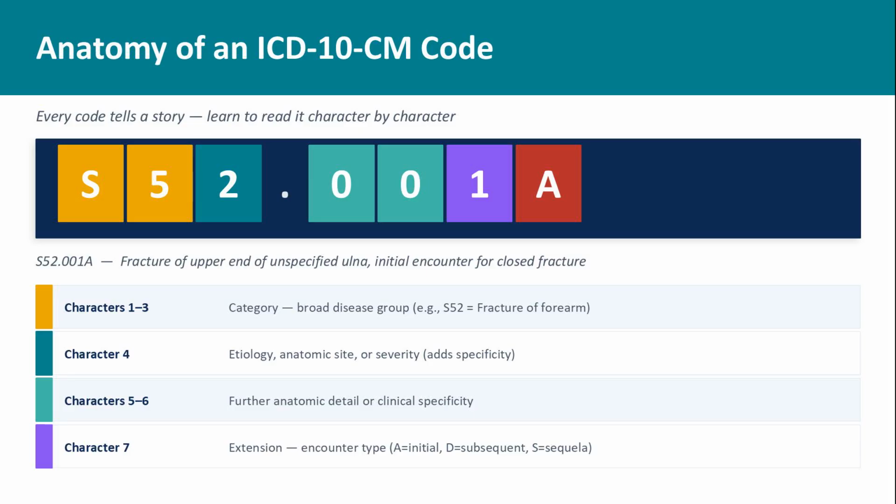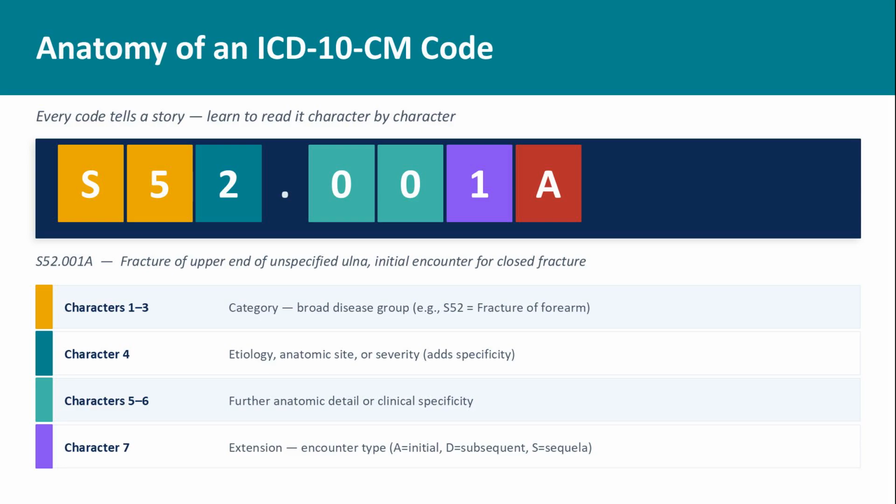Let's look at the anatomy of an ICD-10-CM code, how it's actually built. ICD-10-CM codes are alphanumeric and can be anywhere from 3 to 7 characters long. Let's use the code on screen as our example. S52001A. The first character is always a letter. It tells you which chapter of the manual you're in. In this case, S puts us in Chapter 19, which covers injuries, poisonings, and certain other consequences of external causes. Characters 1 through 3 together form the category. S52 is the category for fracture of forearm.